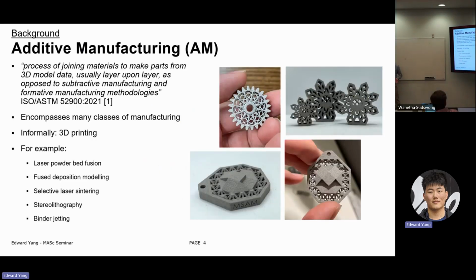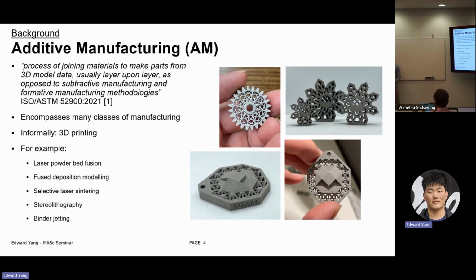So for anyone not familiar with additive manufacturing, it is a process defined by ASTM in one way as the process of joining materials to make parts from 3D model data, typically in a layer by layer way. It's usually in contrast to conventional subtractive manufacturing techniques.